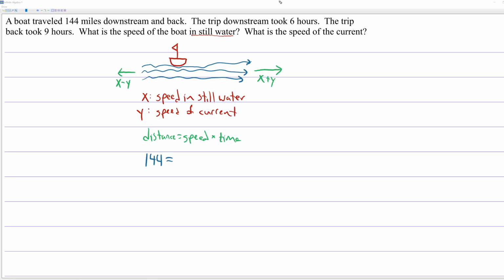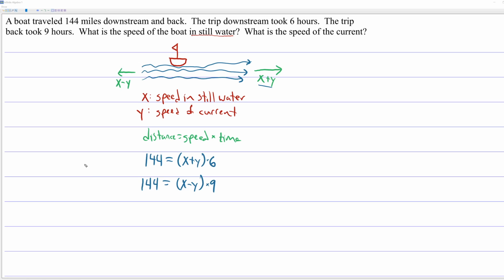Well, the trip downstream took 6 hours, and the speed we saw was x plus y. So the speed is x plus y, and we're multiplying by 6, because that's the time. Coming upstream, the distance is the same. It's like a round trip, but the speed is x minus y, and the time is 9, which makes sense since we're going slower, so the time should be a bigger number.